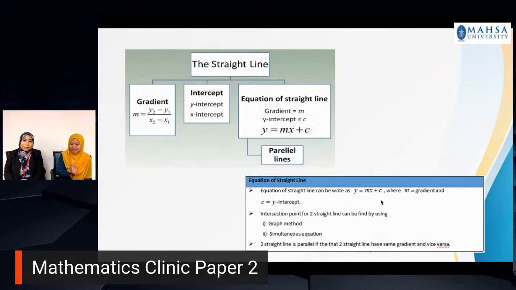And the last thing, you must know the parallel concept. If two straight lines are parallel, then they have the same gradient. The gradient must be the same. You must remember that concept, because if you don't know the concept of parallel, you cannot solve the problem. I will show you 2 examples regarding this topic, and we go to the whiteboard.